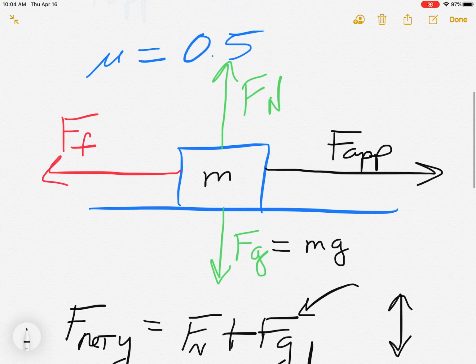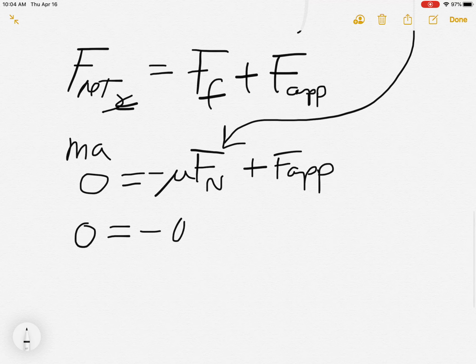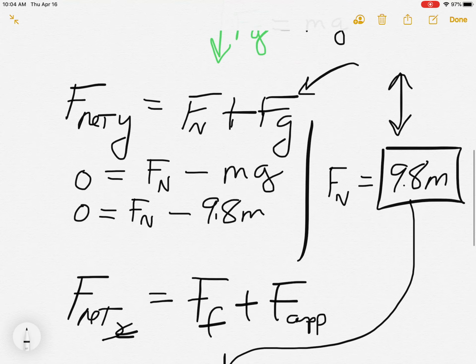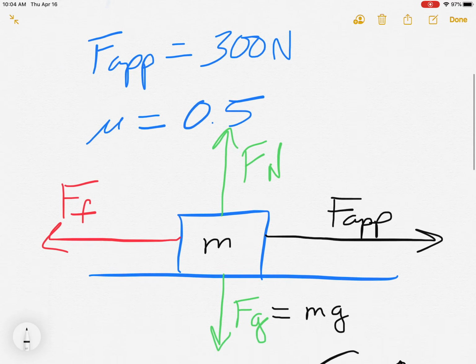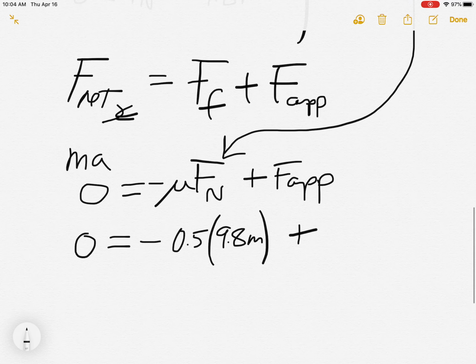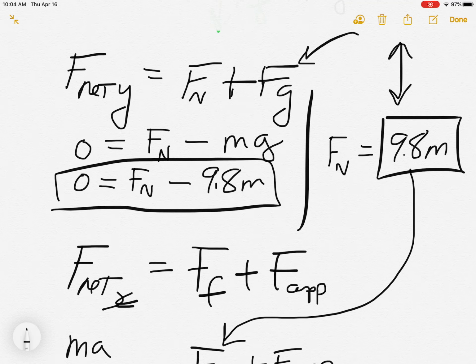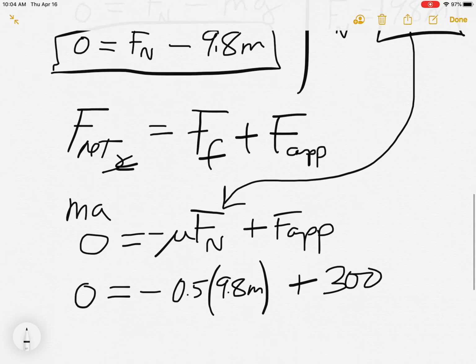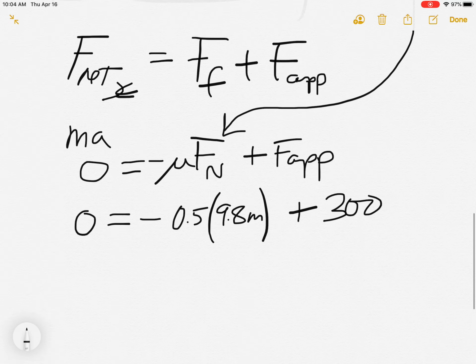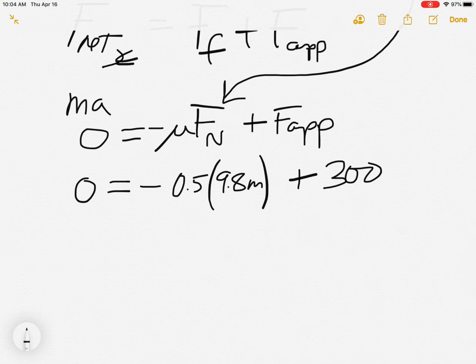So when you get to this stage, you're going to have your mu, the mu was 0.5, right? But you're going to have the 9.8 m here as your normal force, and then your F applied, which you know is way up here, 300 newtons. So you see, you should be able to solve for that m, and that'll be the mass that you can push. So that's the trick. In right here, the normal force has an m in it because of gravity, because we didn't know the value of the m from the start.